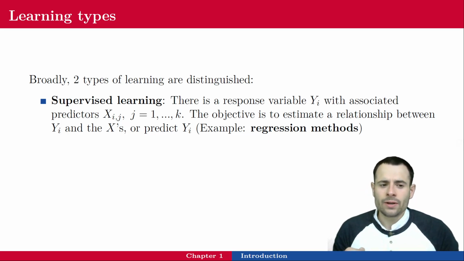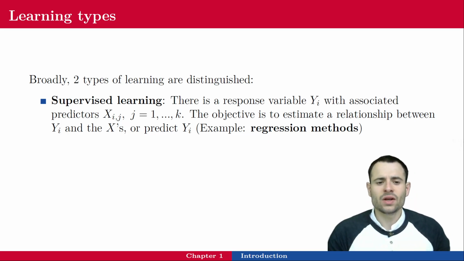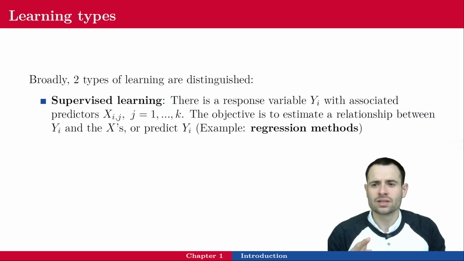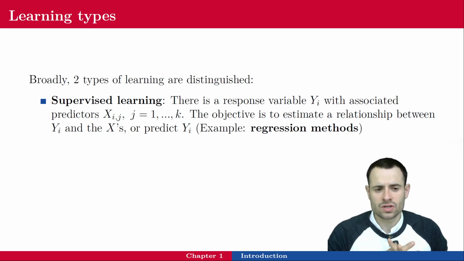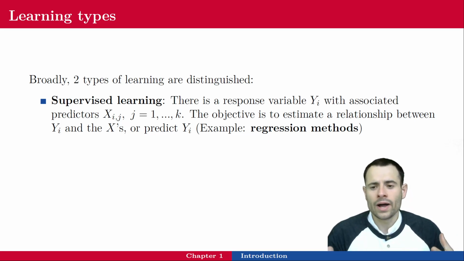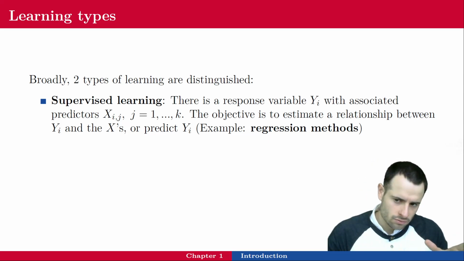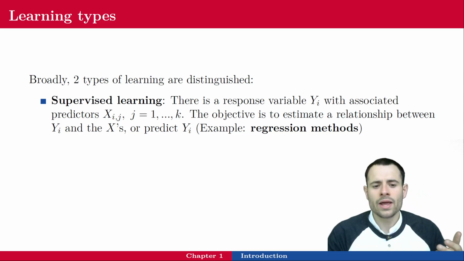When it comes to machine learning, we broadly distinguish two types. Sometimes you can see a third type called reinforced learning, but it's outside of the scope of this course. The first one is called supervised learning. When you do supervised learning, you already have a response variable y, an outcome variable y in mind, and you have some associated predictors x, whatever they are. The objective is to estimate or predict a relationship between y and the x's.